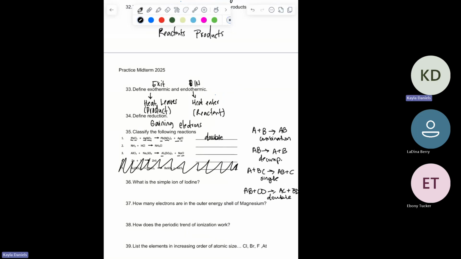NH3 plus HCl coming together to form one thing. So I see combination. For 3, I also see that double replacement. We got Al and Cl together, then we have Na and SO4, then we have Al and SO4 coming together, and NaCl coming together.